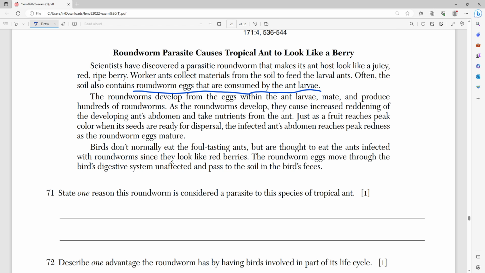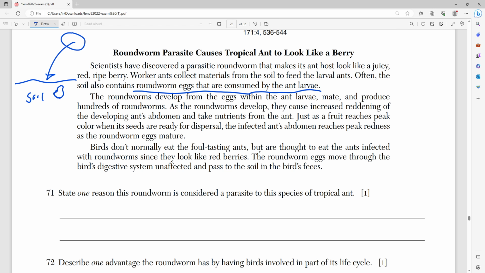The roundworm eggs move through the bird's digestive system unaffected and pass into the soil in the bird's feces. So what happens? A bird poops these spores out, and they're in the soil. The poop pretty much decomposes, but the roundworm is now in the soil.